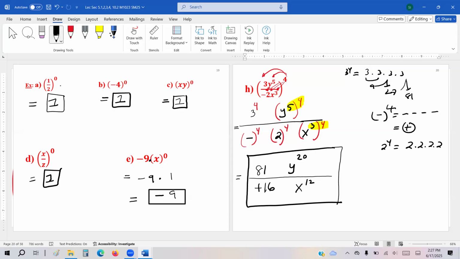For the bottom question, we put -2 and distribute the power. So if you don't want to do this, you have another choice, -2 to the 4. It means -2 times -2 times -2 times -2. It will turn into a positive 16.